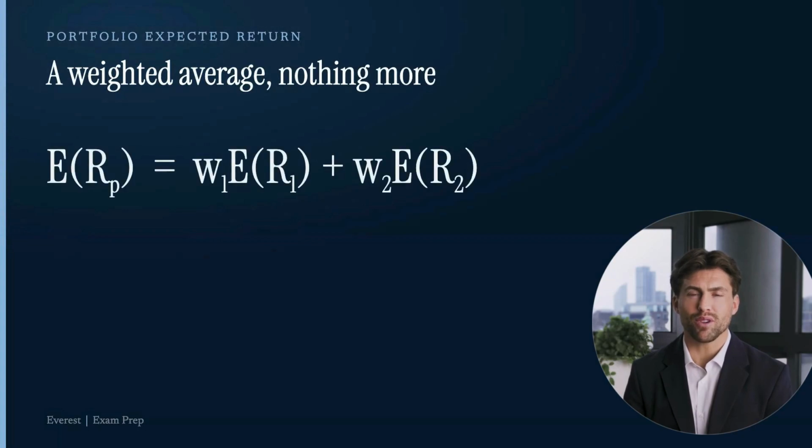The expected return on a portfolio is a weighted average of the expected returns of the assets in it. Multiply each asset's expected return by its weight in the portfolio and add them up. Nothing more complicated than that.